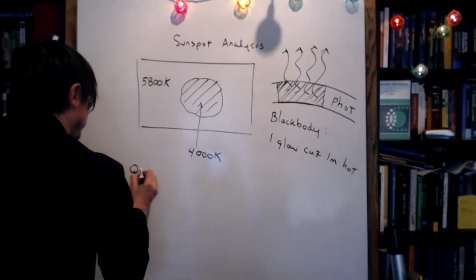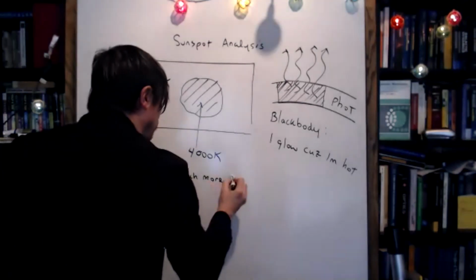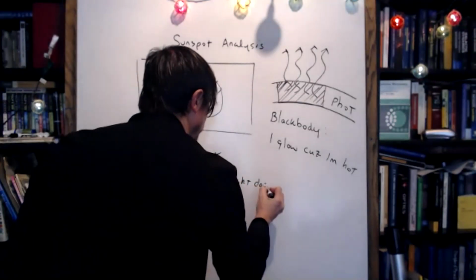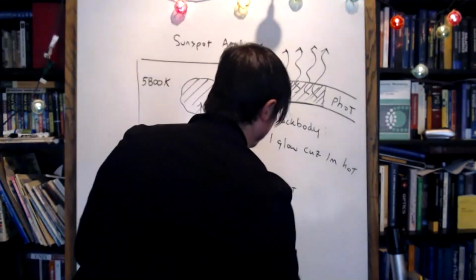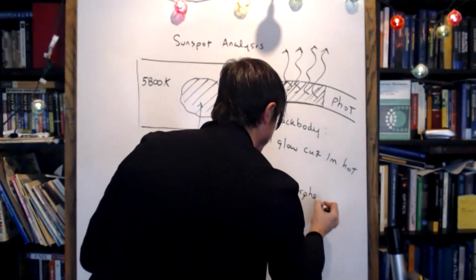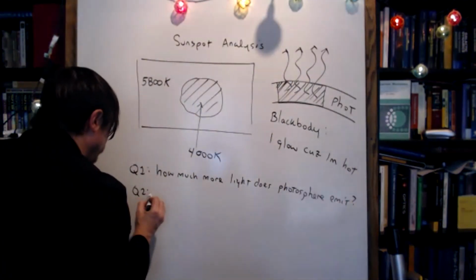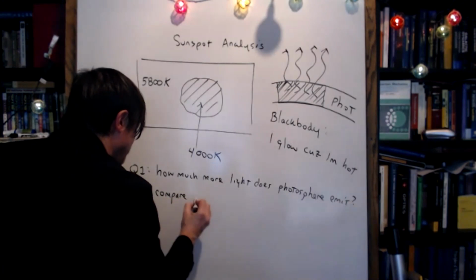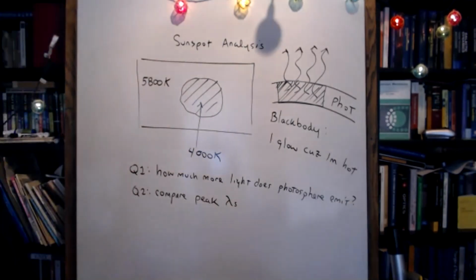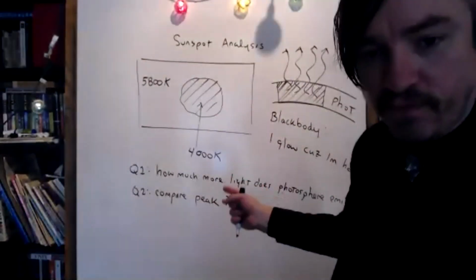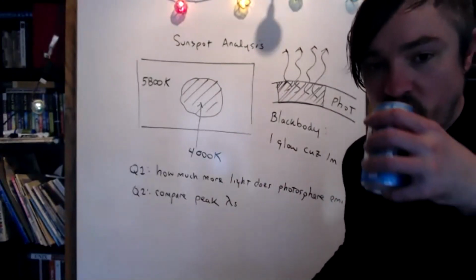Okay, the first question I want to ask is, how much more light does the photosphere, I shouldn't use any abbreviations, so that's going to confuse you. How much more light does the photosphere emit? And then question number 2 is to compare peak wavelengths. Would you guys be able to look at your formula sheet and know what formula you need to answer question number 1? You guys want to give that a try?